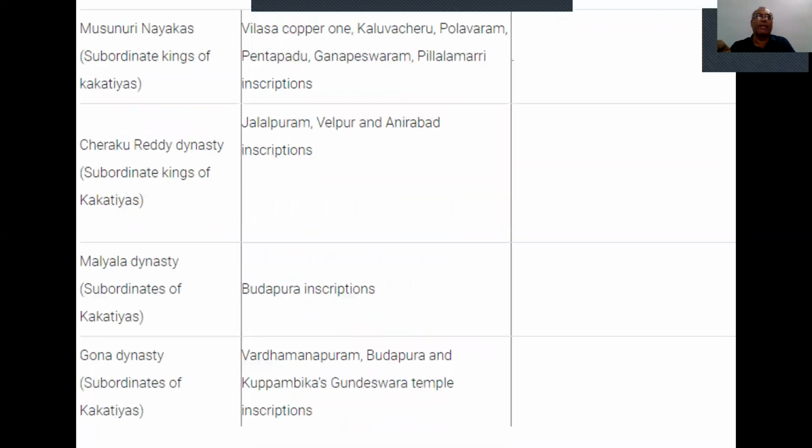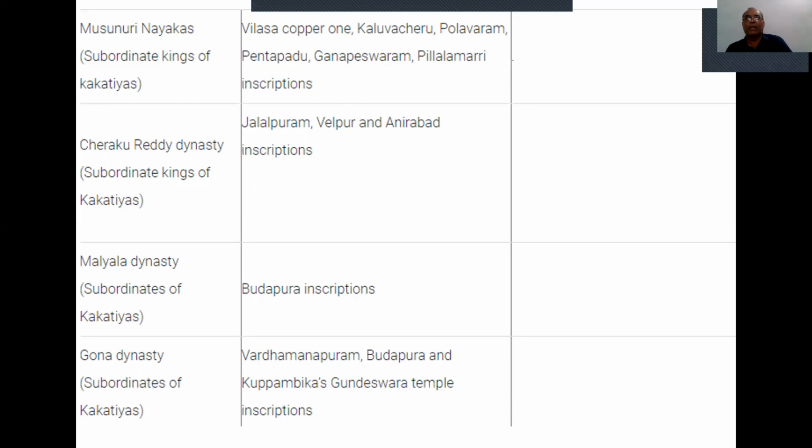And then we have the Mansuri Nayakas, who are the subordinate kings of the Kakatiyas. And you have the Vilasa Kaparvan, Kalacheruvu, Polavaram, Pentapadu, Ganapeshwaram, and Pillalamari inscriptions. From all these inscriptions, we can have an idea of the Mansuru Nayaks, who were the subordinate kings of Kakatiya. And then you have the Cheraku Reddy dynasty, who were also subordinate kings of the Kakatiyas.